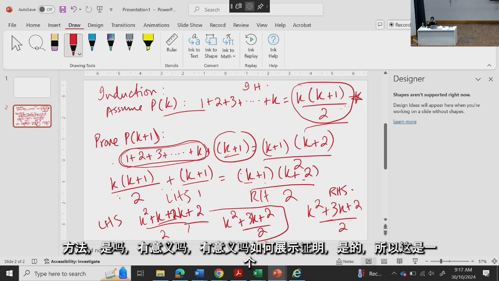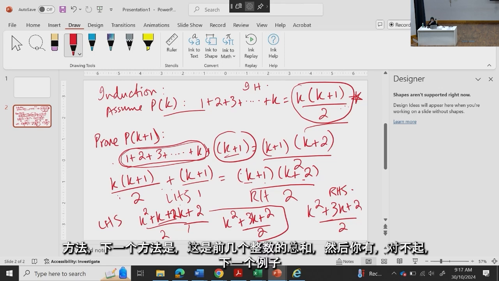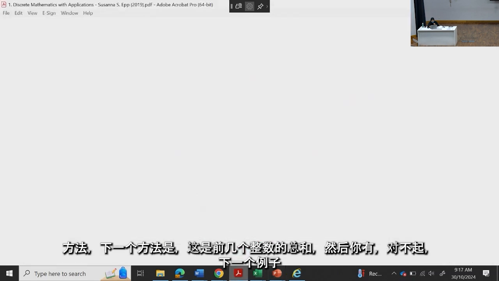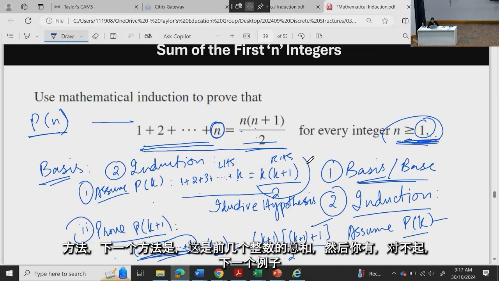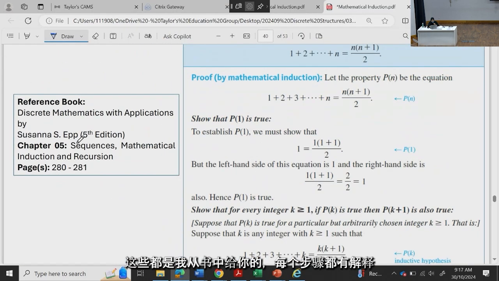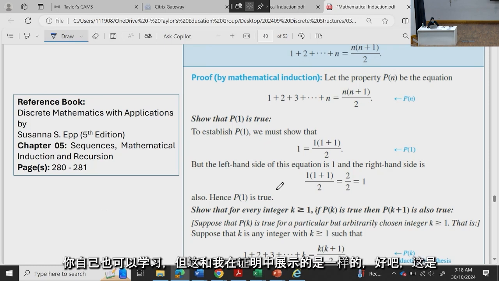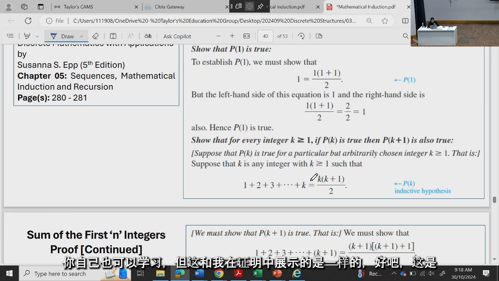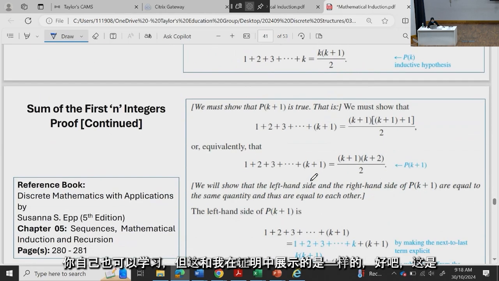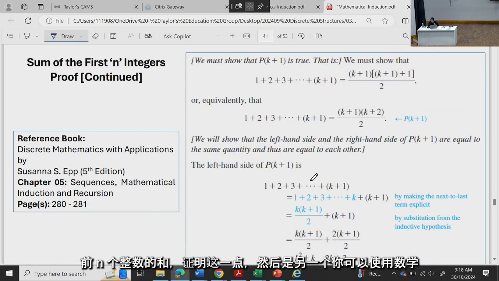Does it make sense? How to show the proof? Yes? Okay. So this is one method. This was for the sum of the first few integers. All of this I have given to you from the book also. You have all the explanation for each step, and you can refer to the book on pages 280 and 281, chapter 5, to understand if you want to, for your self-study also. But it's the same thing as I have shown you in the proof. This was the proof for the sum of the first n integers.